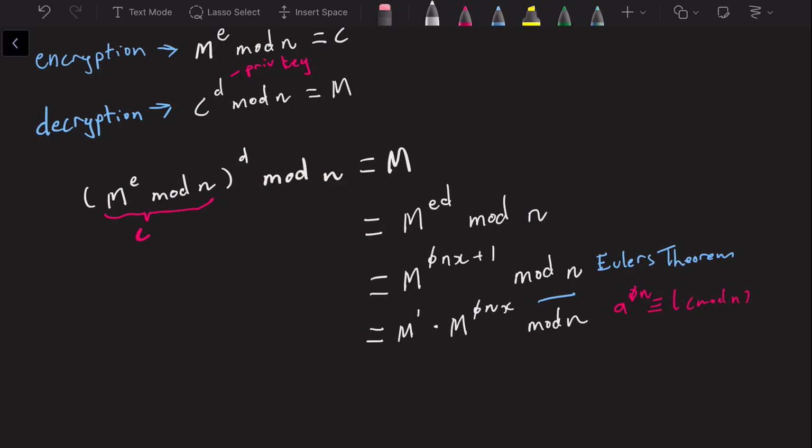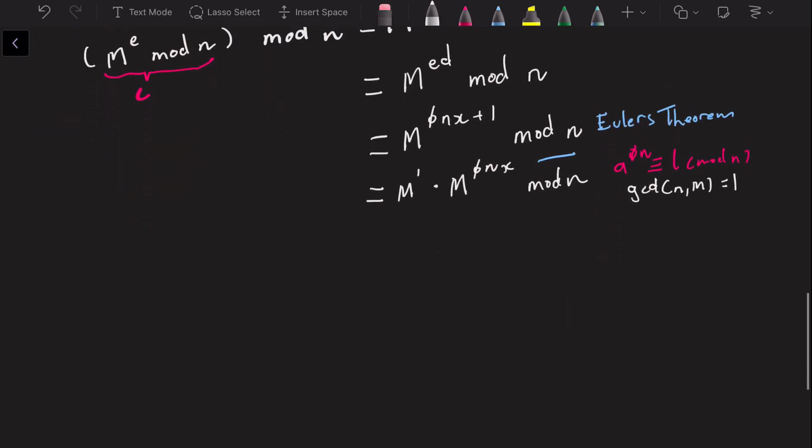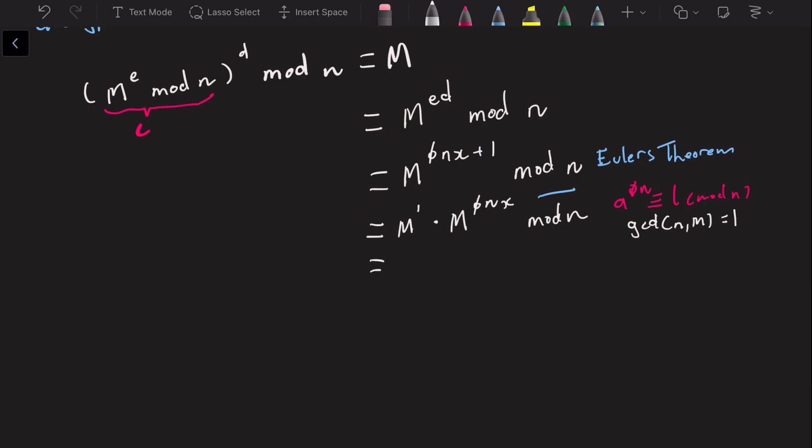And since m and n have the greatest common divisor of 1, we can use Euler's theorem here. So m to the power 1 times m to the power of phi n x mod n is equivalent to m to the power 1 times 1 to the power of x mod n. Since m to the power of 1 is m and 1 to the power of x is 1, we get m. And therefore, we prove the correctness of RSA, and RSA is now legit.